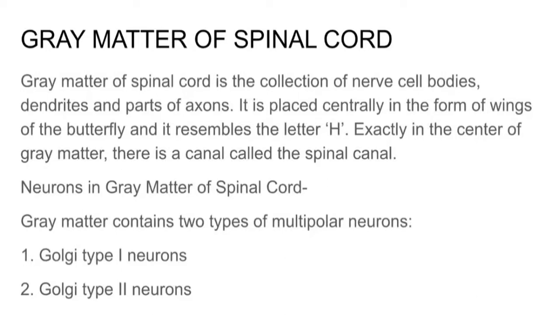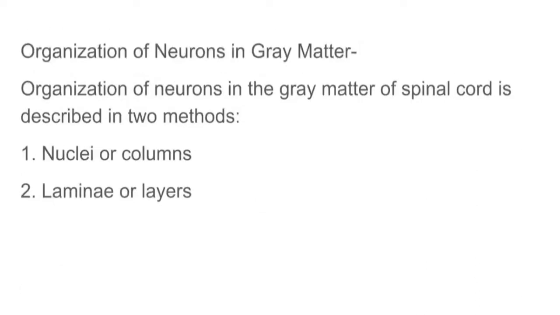Neurons in grey matter of spinal cord. Grey matter contains two types of multipolar neurons, that is Golgi type 1 neurons and Golgi type 2 neurons. Organization of neurons in grey matter. Organization of neurons in grey matter of spinal cord is described in two methods, that is nuclei or columns and lamina or layers.